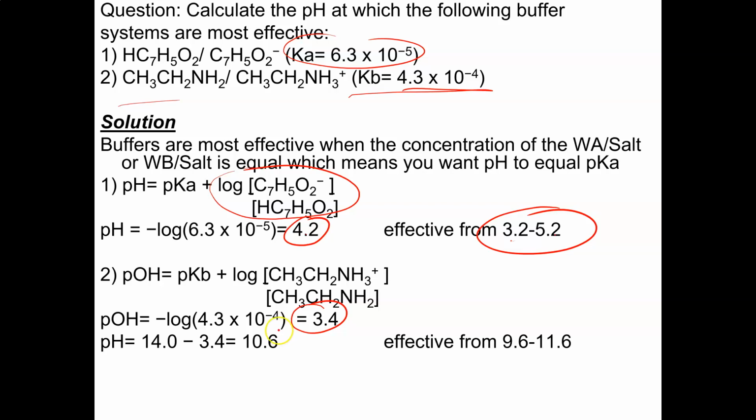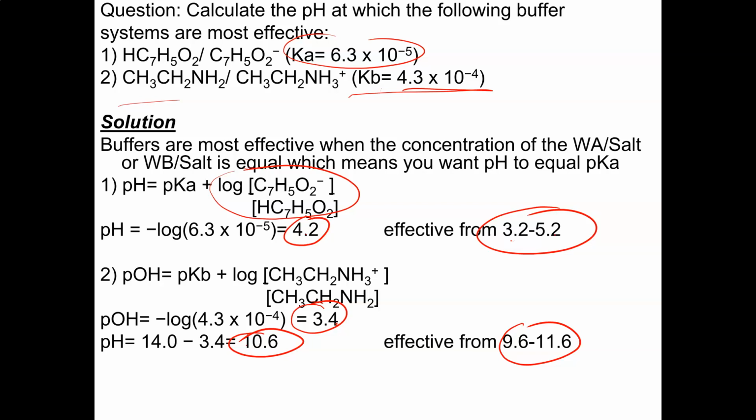And most students will sit there and write 9.6 to 2.4 to 4.4, because they'll just calculate based on this number without realizing, oh, this is Kb. That's going to give me the pOH, not the pH. So the pOH for this is going to be 3.4. So the pH is this. So the most effective range is between 9.6 and 11.6. That's the most effective range for this buffer.